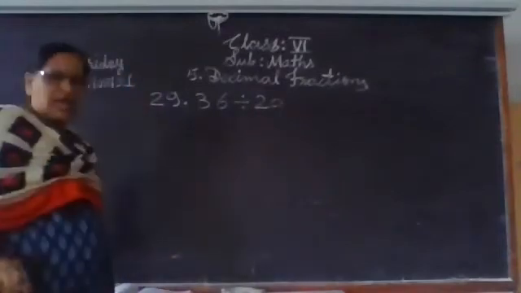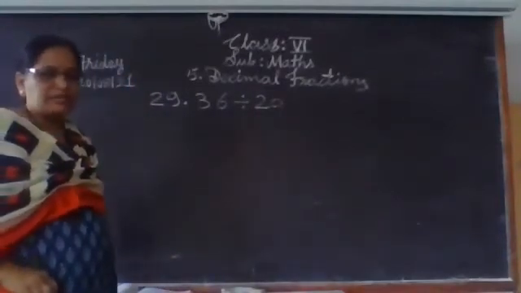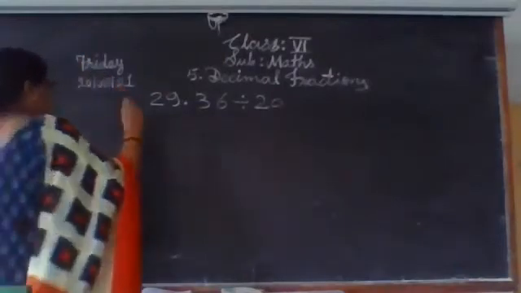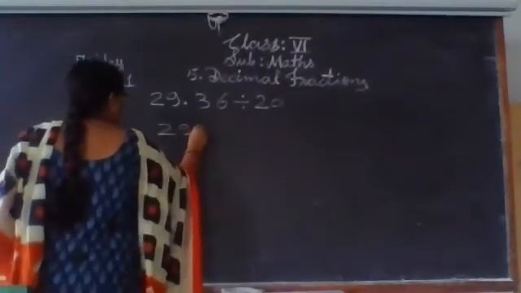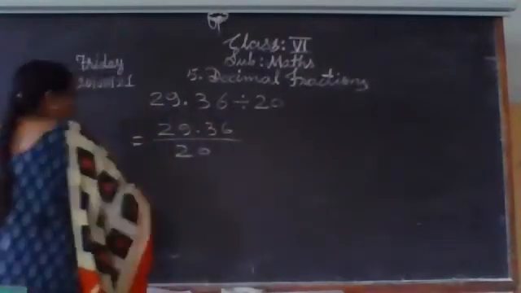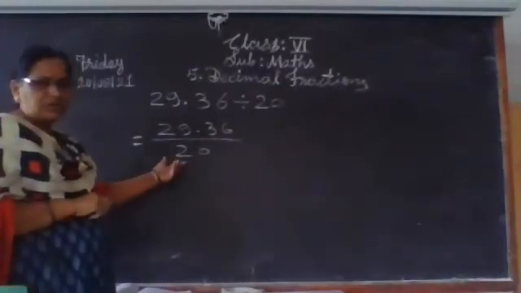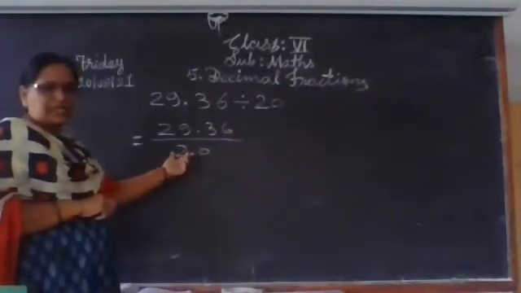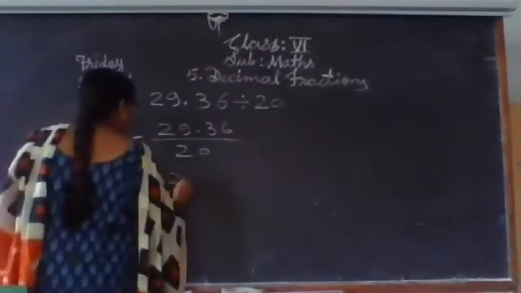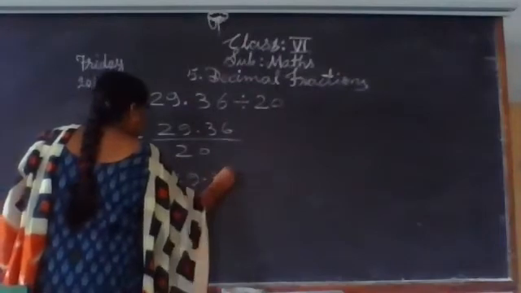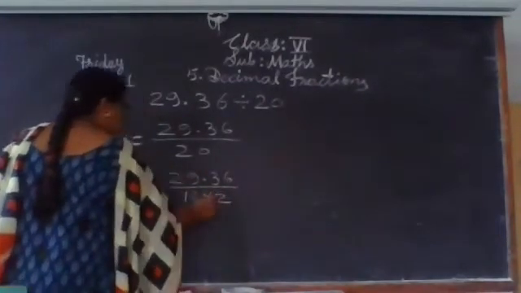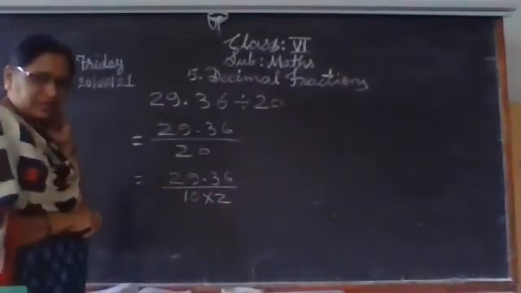See, beta, you have to divide this 29.36 by 20, and 20 is a multiple of 10. Okay, so it is like this. Here we will break this 20 into a multiple of 10, that is 10 times 2.